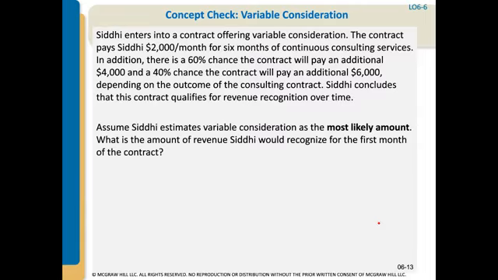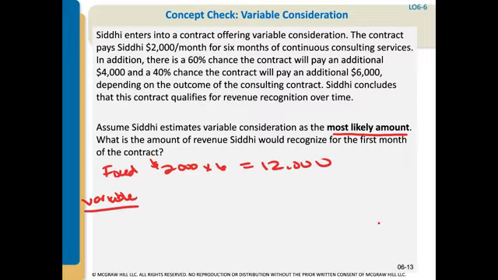Let's use the same exact facts, but now we have to calculate the amount of revenue CD would recognize using the most likely amount. Well, we still have a fixed amount with $2,000 times 6 months, so that's $12,000. That amount is fixed. Now, our variable amount is going to be our most likely amount. And we're told that there's a 60% chance that we'll get $4,000 and 40% chance to get $6,000. Well, 60% is the higher percentage, so we're going to use that one. That's the one we're going to assume that we're going to actually meet. So that is $4,000, and we just say the full $4,000.